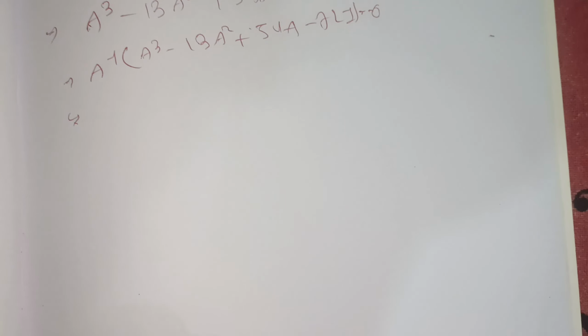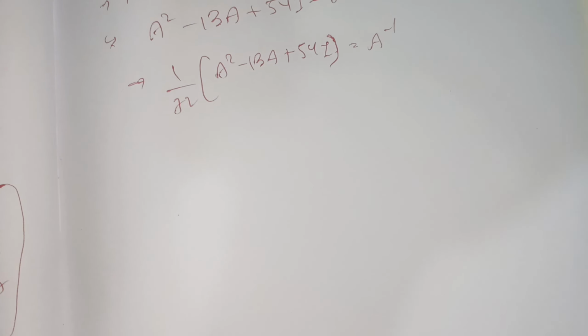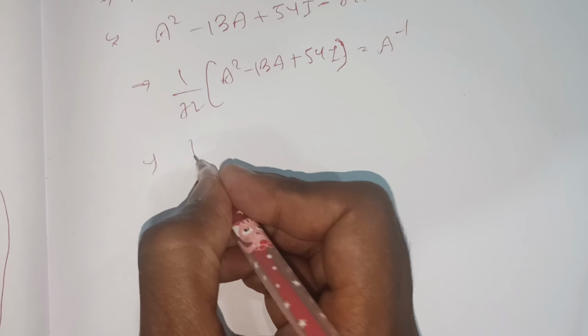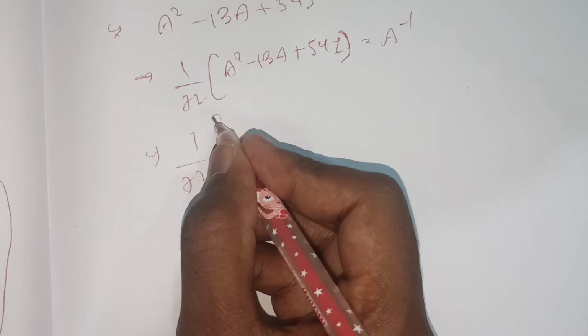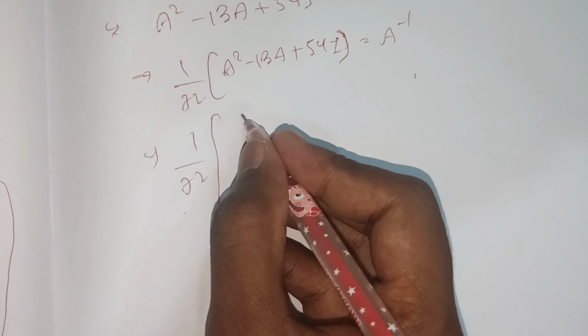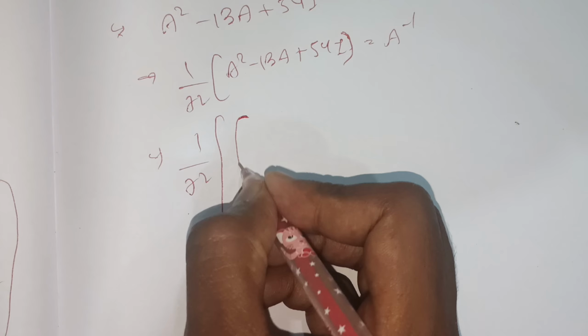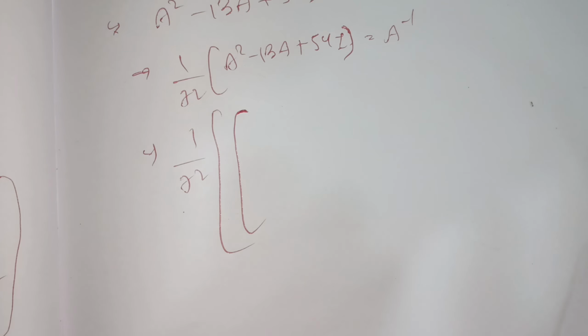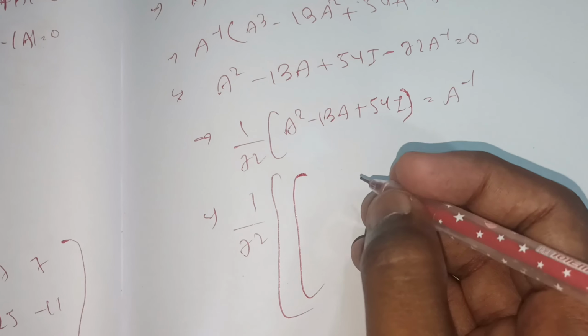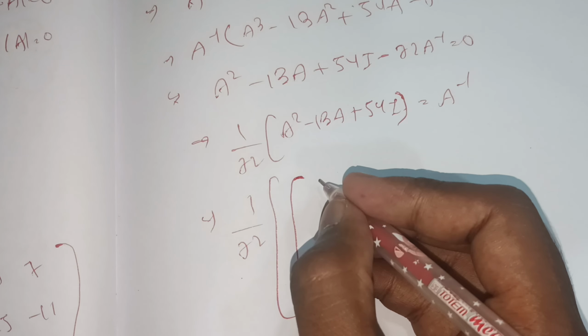So let's do it in the calculator. I have already known this. So here I am writing 1 by 72 into A square. A square is what here? So A square is 9.